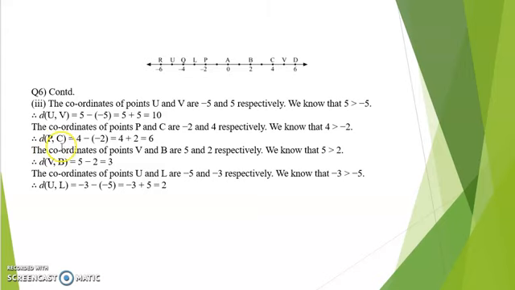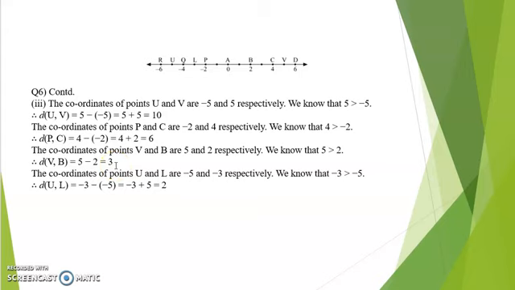Next is distance PC. The coordinates are minus 2 and 4. 4 is greater than minus 2. Therefore, distance PC is equal to 4 minus of minus 2, which is equal to 4 plus 2. The answer is 6. Third is distance VB. The coordinates are 5 and 2. 5 is greater than 2. Therefore, we have distance VB is 5 minus 2, which is 3.